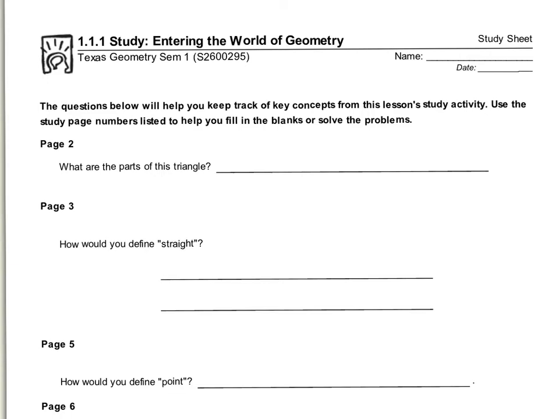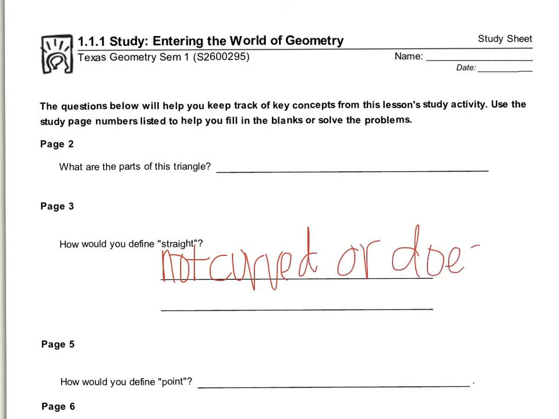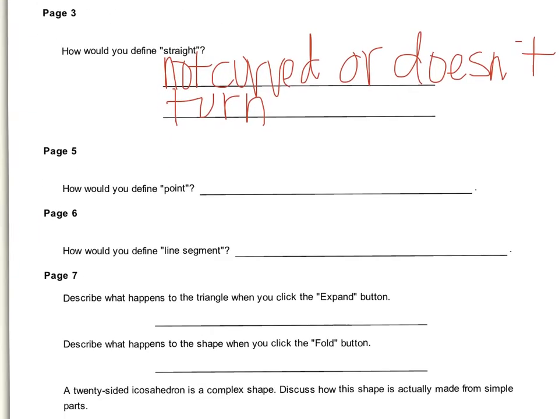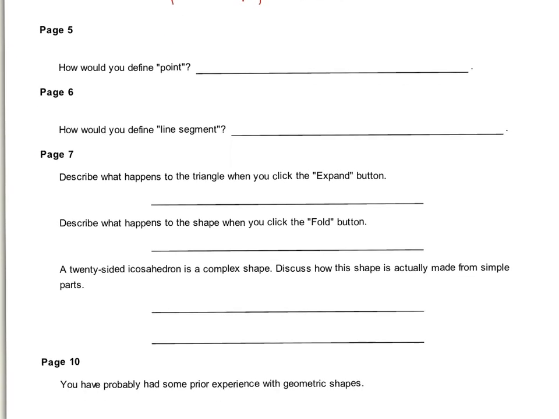Something is straight if it is not curved, or if it doesn't turn. As long as it isn't curved or doesn't turn, it is going to be considered straight. The most technical definition is that it is the shortest distance connecting two points. That's technically the mathematical definition for straight, but that's not something you necessarily need to know at this point.